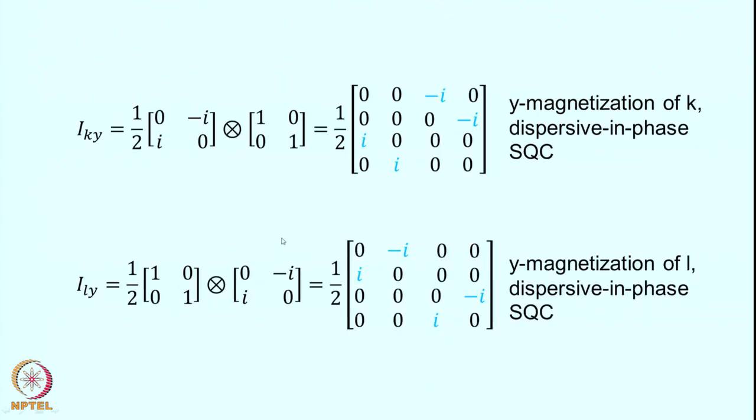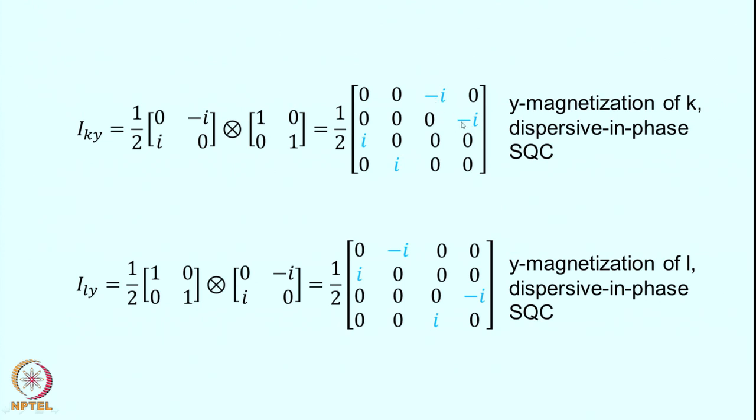Now, IKY, I do the same thing. I have this KY operator here and the unit matrix here, and therefore I get the Y magnetization, the same elements, except that I get here minus i, minus i, i, i, and similarly for L, I get minus i, i here and minus i, i here. So this represents the L spin magnetization, this represents K magnetization. But what about this i? i means it is imaginary.